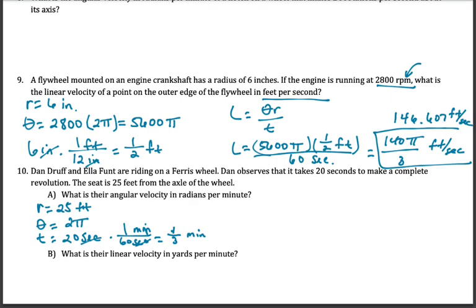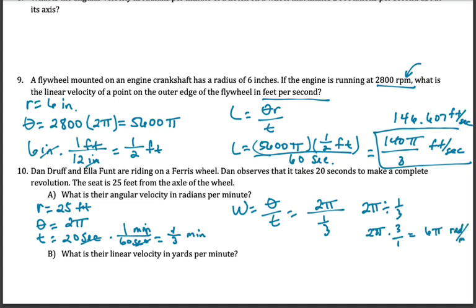Okay, so let's see, we'll say our angular velocity is theta divided by time. So theta is 2 pi divided by 1/3. So remember 2 pi divided by 1/3 is the same thing as 2 pi times 3/1, which ends up being 6 pi. And those are radians per minute. So that's your angular velocity.